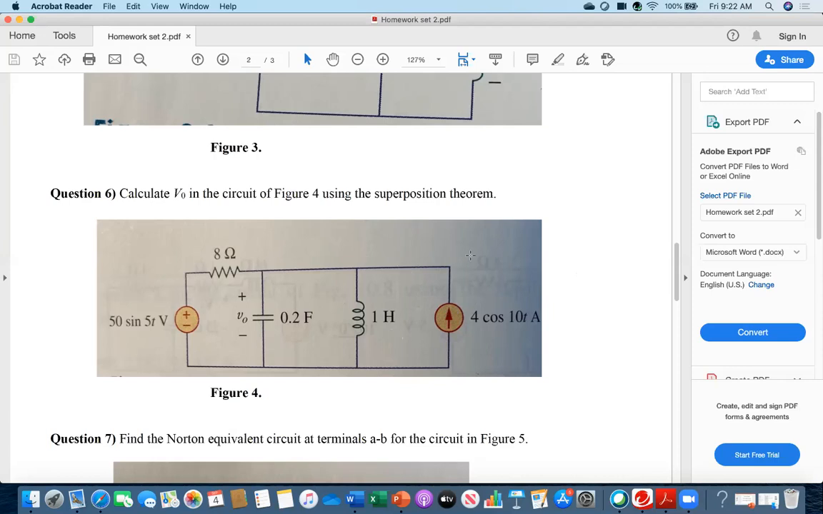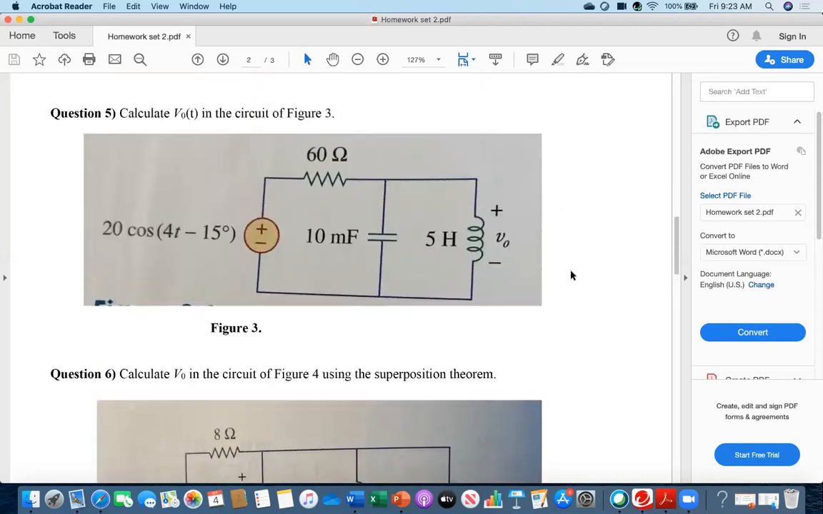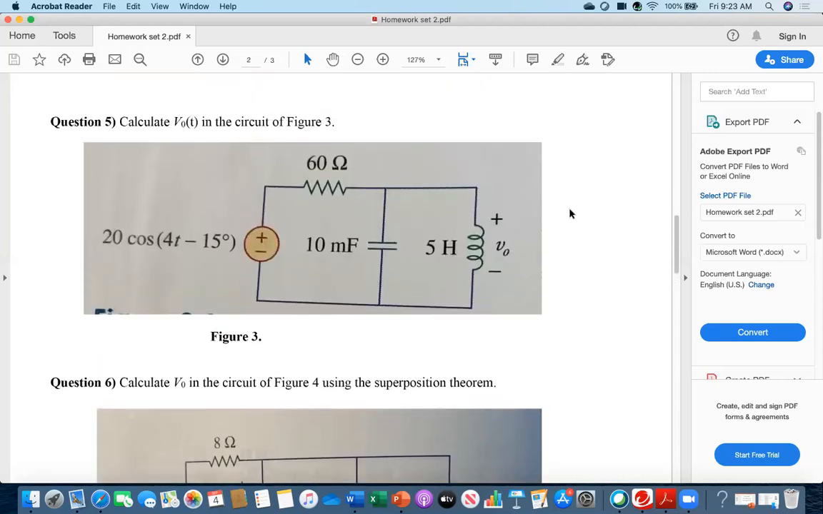Therefore, if anybody forgets, for example, the superposition theorem, then I recommend you look back at your DC circuit knowledge, how you did that, and then come back to this problem. Okay, so what is the question here? Question number 5.